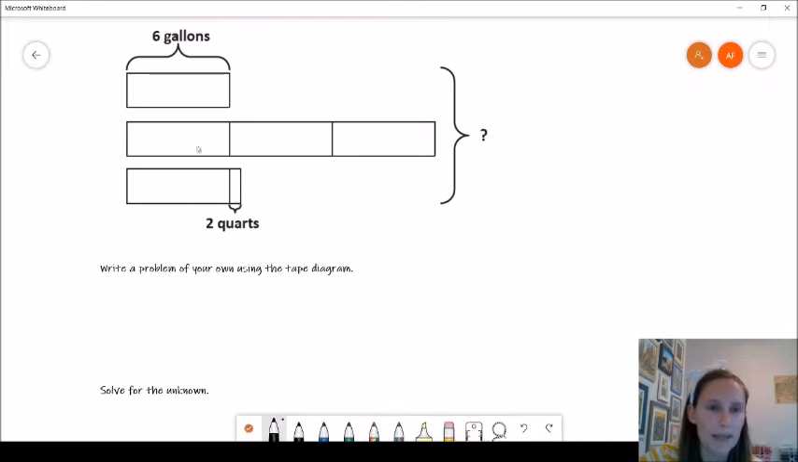So what would this second value be? Well, it would be our 6 gallons times 3. So we have 6 gallons times 3, so it looks like our second value here would be 18 gallons.